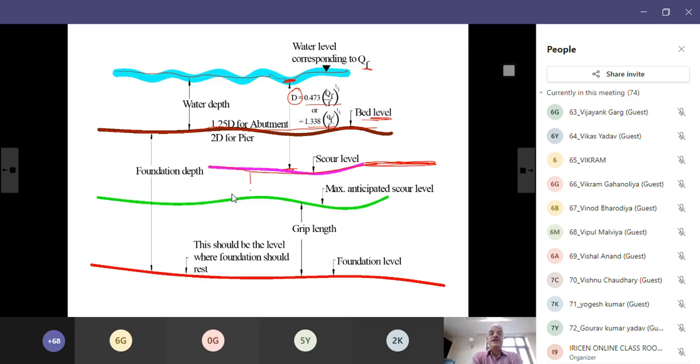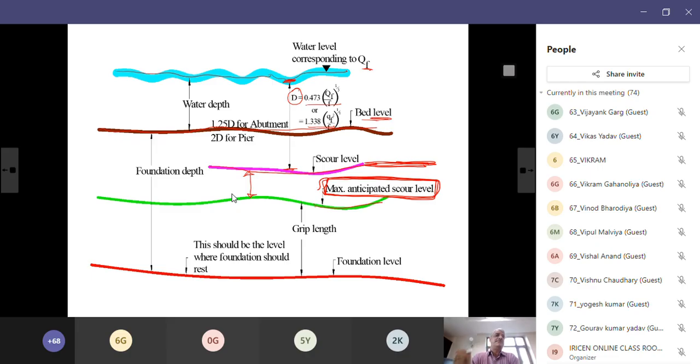Then you add some margin, as I told you, because of development of eddies or water not being smooth or because of development of swirls. Like in Lacey's calculation, you multiply it by 1.5 or 2 depending on whether it is abutment or pier. For other things, you add margins for those 3 factors, and after adding that, you will reach this level, which is called maximum anticipated cover level. So this was calculated. This is the maximum anticipated cover level.